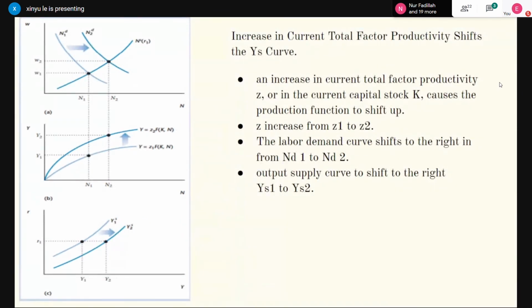Next is the increase in current total factor productivity shifting the Y-S curve. An increase in current total factor productivity, Z, or in the current capital stock, K, causes the production function to shift up. So if Z increases from Z1 to Z2, the labor demand curve will shift to the right from ND1 to ND2. So the output supply curve will shift to the right from YS1 to YS2.